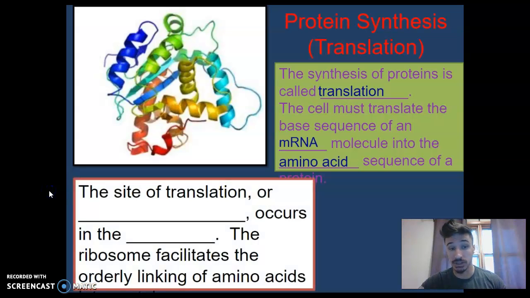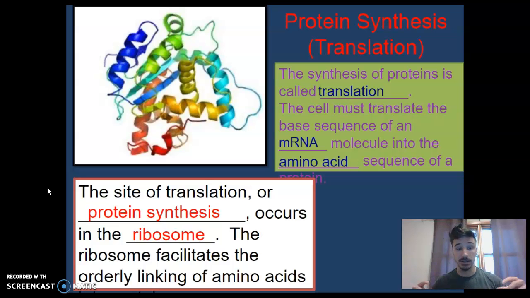Now, where does translation occur? The site of translation, or protein synthesis, occurs in the ribosome or on the ribosome. The ribosome is going to facilitate an orderly linking of amino acids to create this protein.